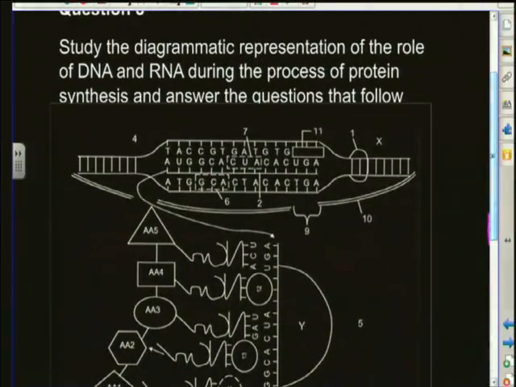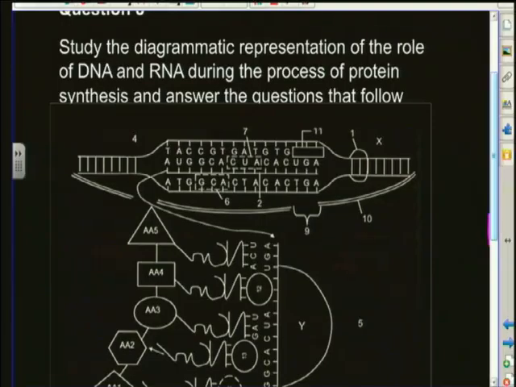Okay, we're going to start now with question number 3. As I said to you earlier, this is a diagram that is very common when we get to our DNA section, especially when we're dealing with transcription and translation. Let's read the question carefully. It says, study the diagrammatic representation of the role of DNA.